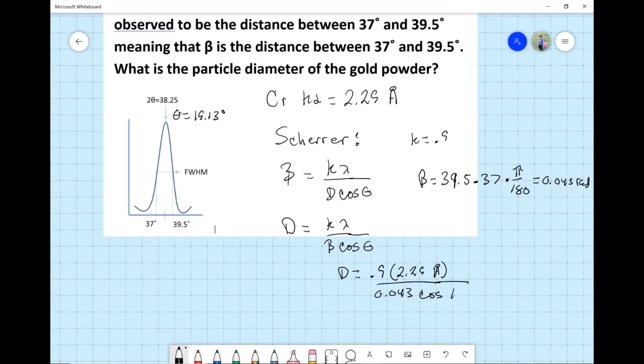So cosine, plug and chug away, 2.29 times 0.9 divided by... I got about 50.73 angstroms. And work along. If you got something drastically different, send me an email. But I think this is close.